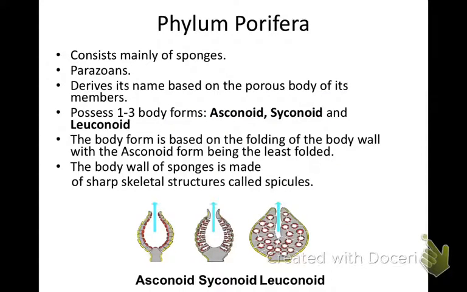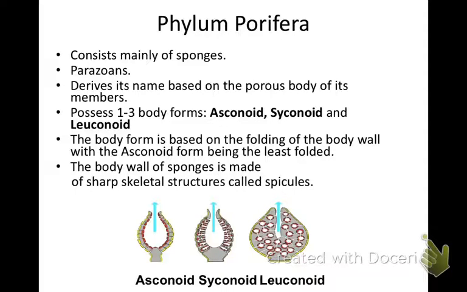So let's look at these individual phyla that we did in the lab. Just an overview of the Porifera. This is predominantly made up of sponges, and all the samples we looked at were sponges. They are parazoans because they don't have true tissues. And the name of this phylum is based on the porous body of the sponges.